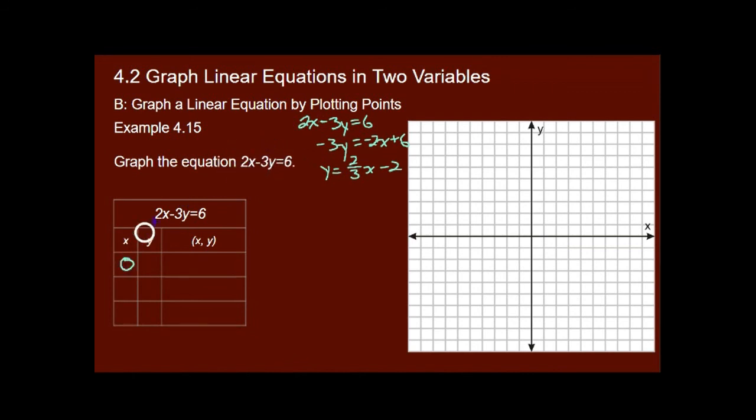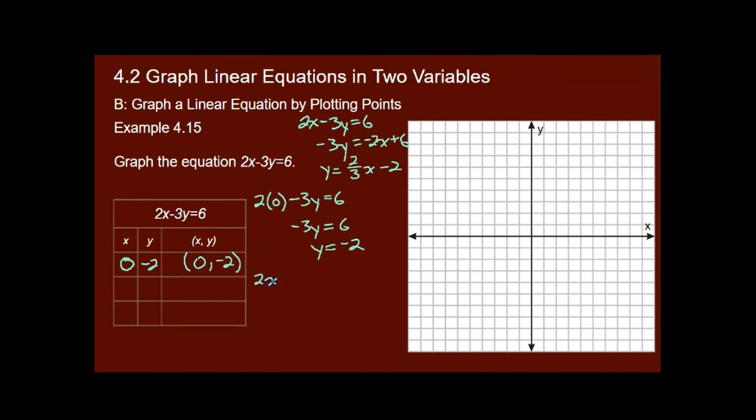Okay, so I'm going to put a 0 in for x. I get 2 times 0 minus 3y equals 6. 2 times 0 is 0, so that whole term disappears, and I get -3y is equal to 6. Therefore, y is equal to -2. Okay, so when x equals 0, y equals -2. My ordered pair is (0, -2). Okay, now I'm going to let y equal 0. So this is the first time where we've picked a y and plugged that in and then solved for x.